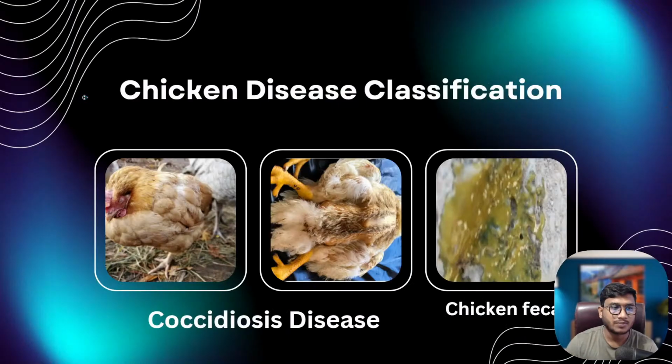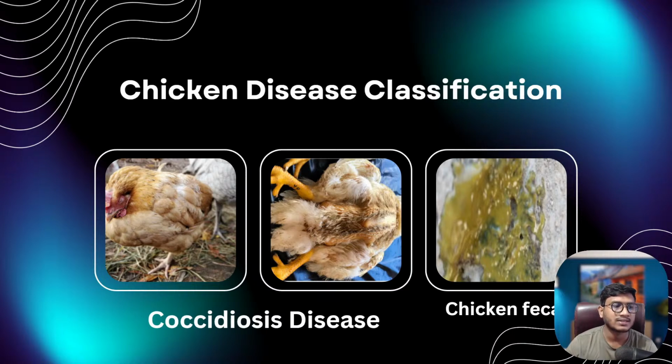Now guys, let's come to the problem statement. Here we'll be solving one problem statement called chicken disease classification. I think you know chicken has different kinds of disease. Here I have collected some data from a website. I'll tell you which website you can follow to collect these kinds of data. I collected some images from that website.